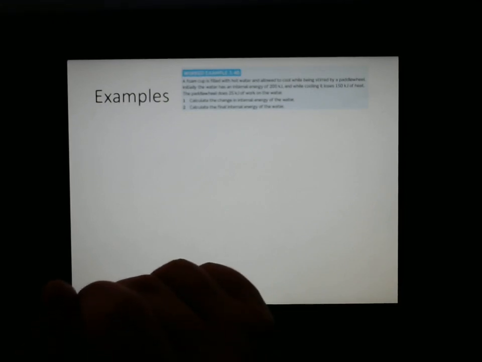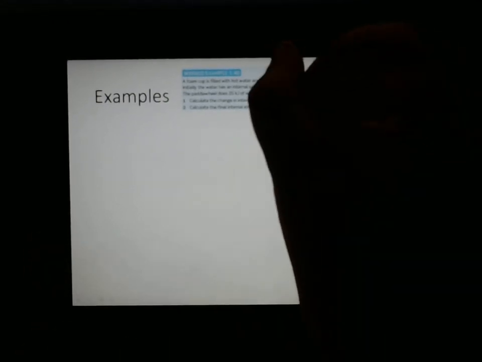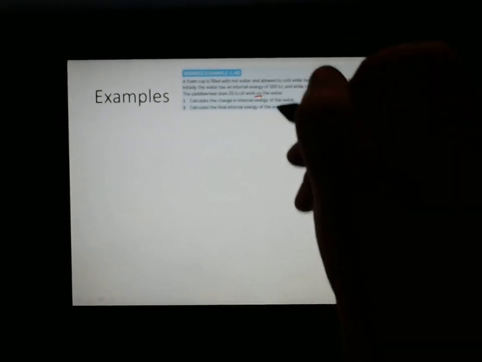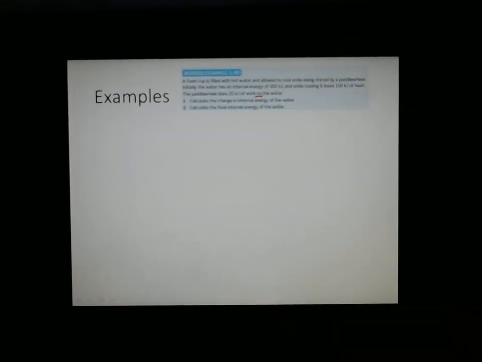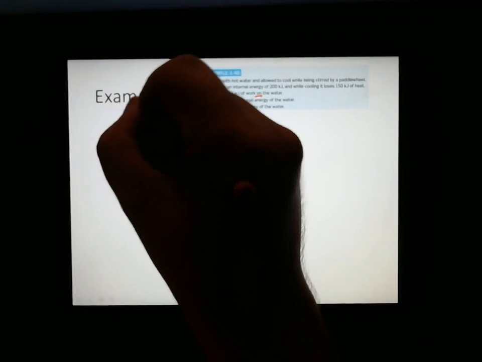That word, on, is a really important word there, because it's telling us what direction the work is going. Calculate the change in internal energy of the water, and calculate the final internal energy of the water. So let's draw our box. Here's our water. It's a box. We have our Q in.